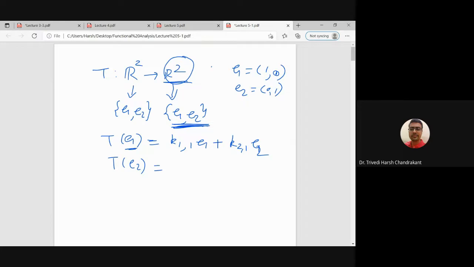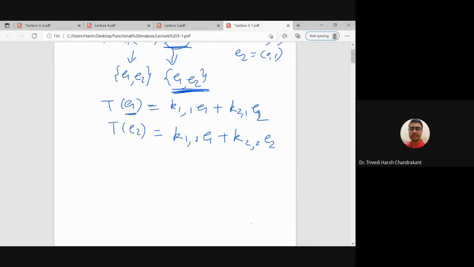And T of E2 also we can write as a linear combination of the basis elements. So that constant I am calling K12 E1 plus K22 E2. So Manvi, what is the corresponding matrix of T?